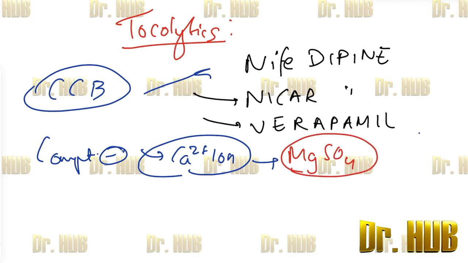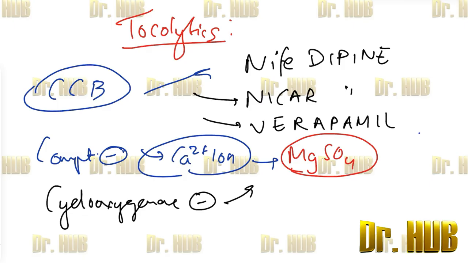Next come the cyclooxygenase inhibitors. So what happens in the cyclooxygenase inhibitors? It is indomethacin and sulindac.